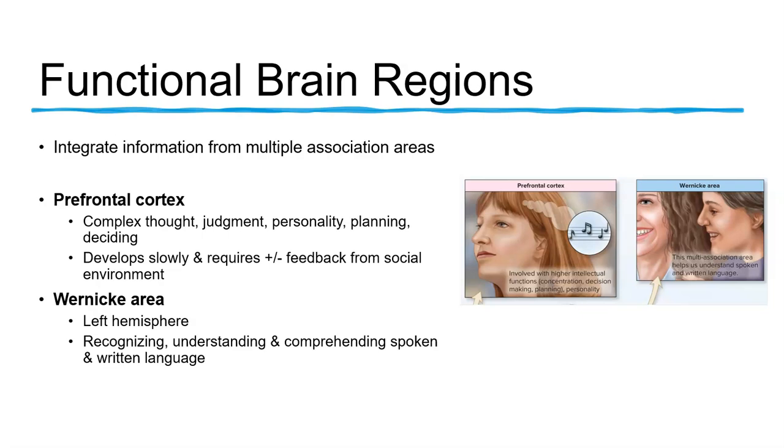The prefrontal cortex is responsible for complex thought, judgment, evaluating whether or not you should do A or B, your personality, your planning, putting things in order, deciding, making decisions. So a lot of what makes you, you, is processed because of that prefrontal cortex. So it allows us to think about things, to make decisions.